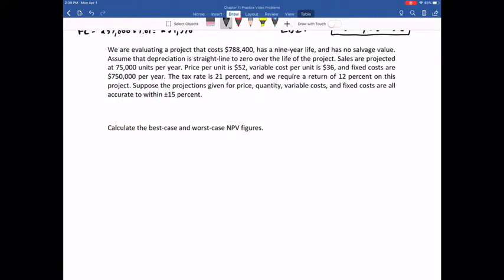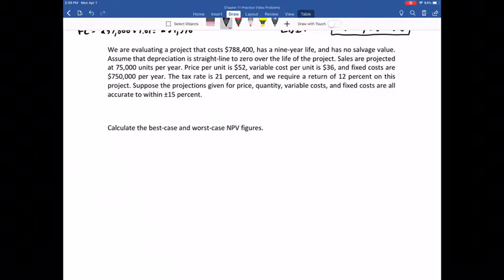So in this next problem, we combine information from the last three chapters. So as you can read here, we are evaluating a project that costs $788,400, has a 9-year life, no salvage value, and then they give us our base case input: 75,000 units per year, $52 per unit, variable cost of $36, fixed cost of $750,000. We have our tax rate, we know what our required rate of return is, and then we have upper and lower bounds on each of our inputs.